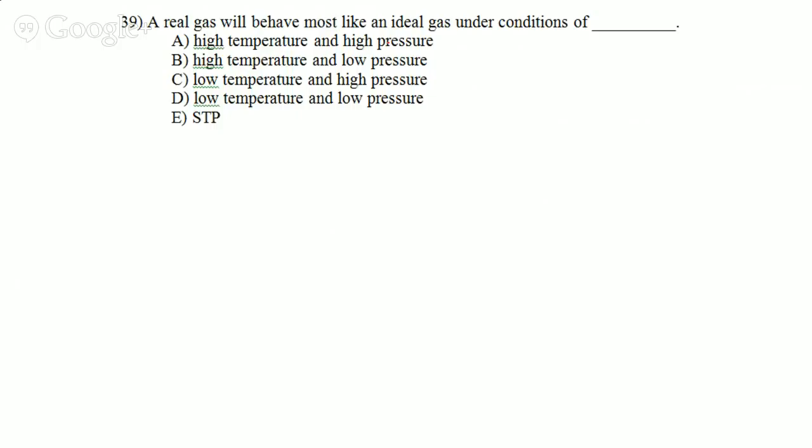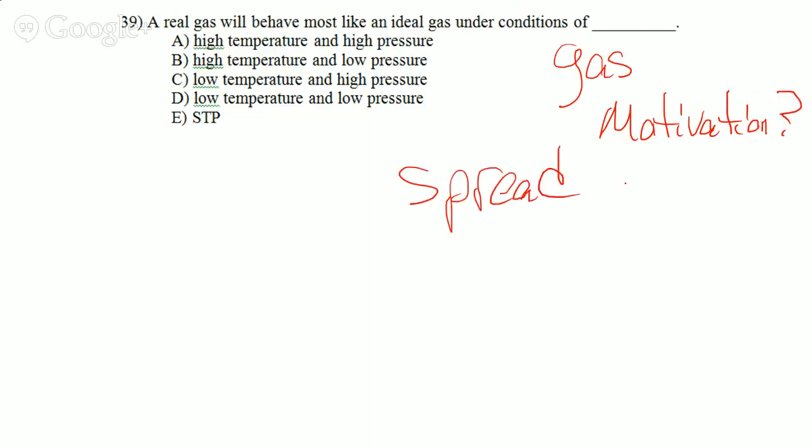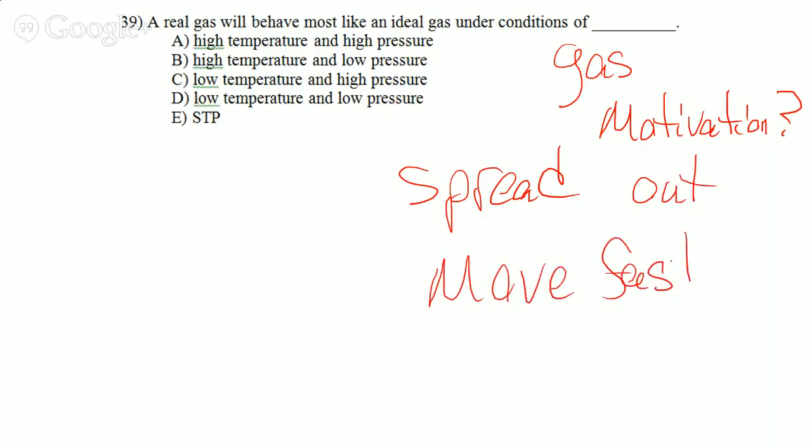Turkey 9. Real gases will behave most like an ideal gas under the conditions of blank. So you got to think about this. What does a gas want to do? Gas motivation? What's a gas want to do? It wants to spread out, and it wants to move fast. Right? That's a gas. They want to get out of here and they want to do it quick. So when would a molecule be most likely to spread out and move fast? Well, it's going to be when it has a high temperature, so it's moving fast, and low pressure, so there's not much resistance. It can spread out as much as it wants.